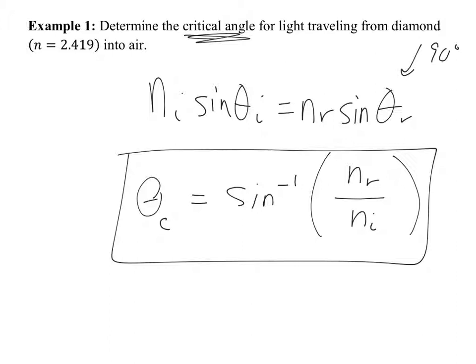It's always going to be 90. Whenever you're finding the critical angle, theta R is 90 or greater.